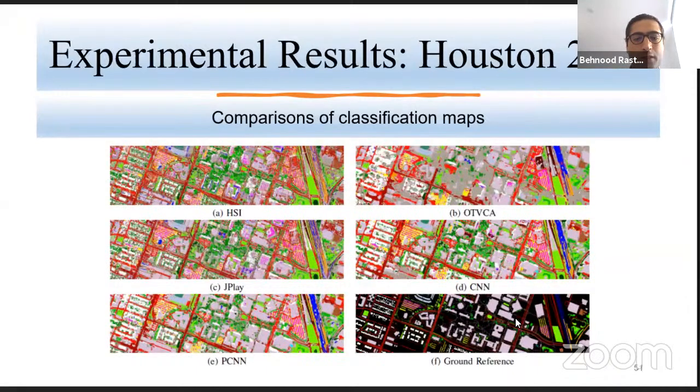As you see in this case, OTVCA kind of over-smooths this area, but PCNN and CNN can preserve the spatial structure inside the scene. At the same time, they provide very high accuracy, which is advantageous for this data set.